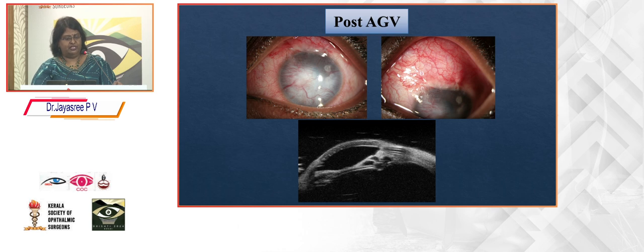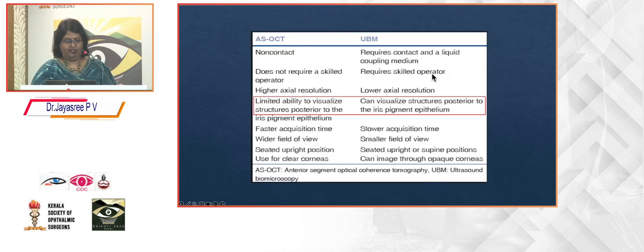Again, post AGV, the same thing. Here in the AGV, it is an opaque cornea, so the ASOCT may not be that useful, but even if you say ASOCT is done in a clear cornea, some amount of opacity the ASOCT gets through. And here what you see is the tube is not reaching the anterior chamber, and that is the reason why the pressure might be elevated. This one has already highlighted the difference.